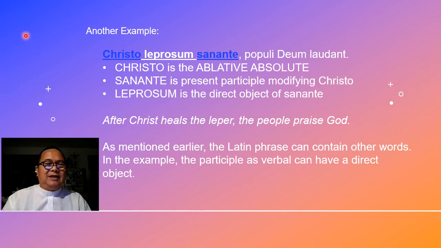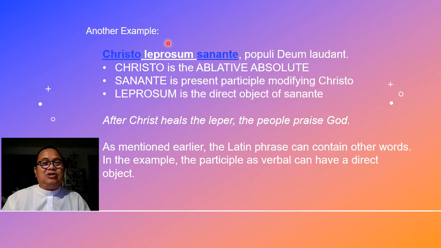Let us take a look at another example. Christo leprosum sanante, populi deum laudant. So, here is the ablative absolute idiomatic expression. Christo is the noun, sanante is the participle, modifying Christo. It is a present active participle, agreeing with Christo in number, gender, and of course, ablative case.